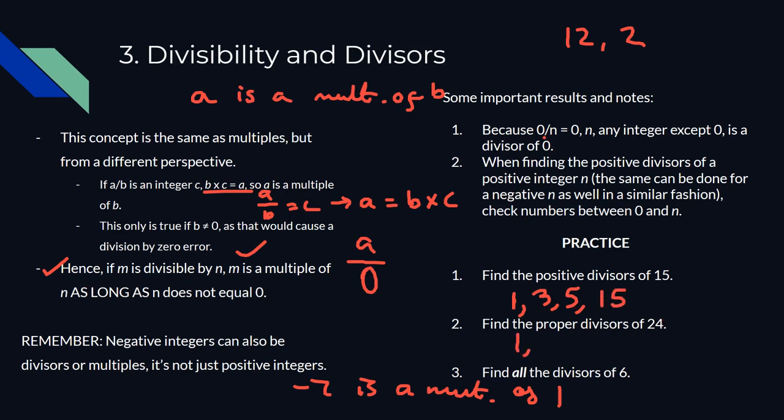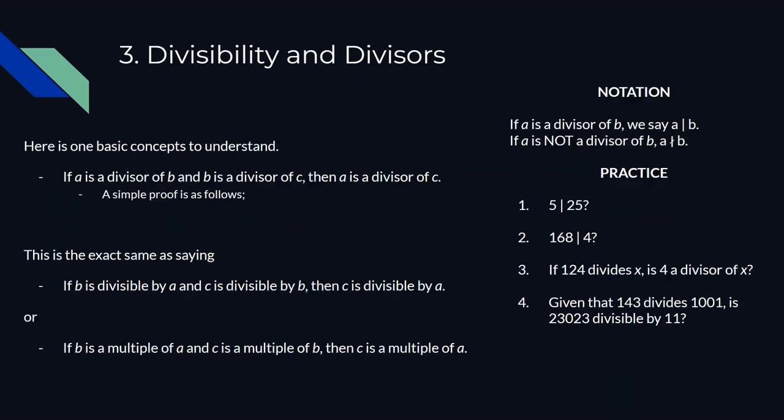For 24, there's 1, 2, 3, 4, 6, 8, 12, and then right at the end, 24. For the divisors of 6, there's 1, 2, 3, and 6. We actually went over this in a previous question. So that's good for that.